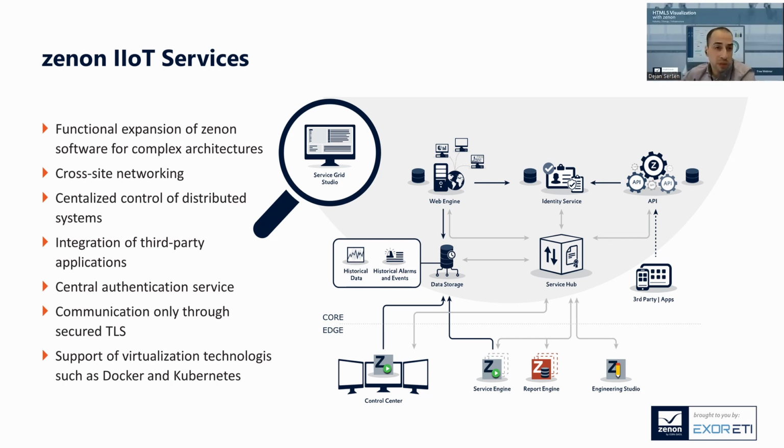So we have Zenon IoT services, which is a functional expansion of Zenon software for, as I said, more complex architectures. We offer cross-site networking and centralized control of distributed systems, for example, for distributed wind parks and solar plants. We offer the possibility of integration of third-party applications for analytics or whatever. Central authentication service. All communication is only through the secured TLS protocol. And we also support different virtualization technologies like Docker and Kubernetes.